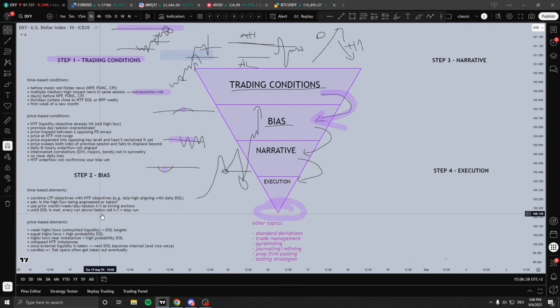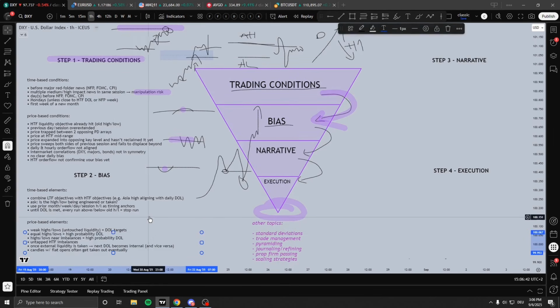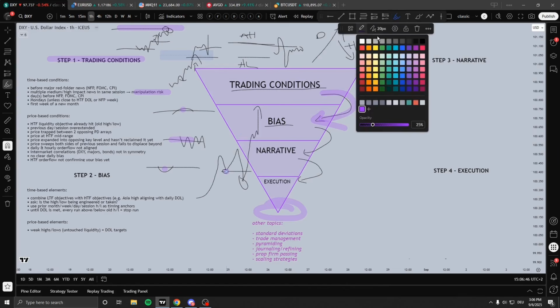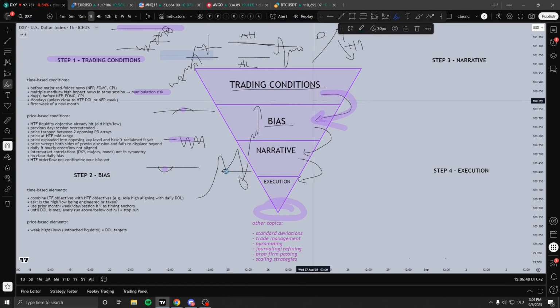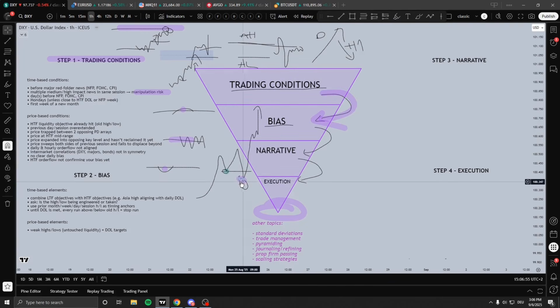Then with the price-based elements. Price-based is, again, weak highs or lows. What are weak highs or lows? That's a weak high, for example, here. And that below is a strong low. Why is it a strong low? Because it has taken the liquidity from a weak low, alright? So weak lows are the ones where liquidity has been engineered. Strong lows are the ones which have taken liquidity from the weak lows.